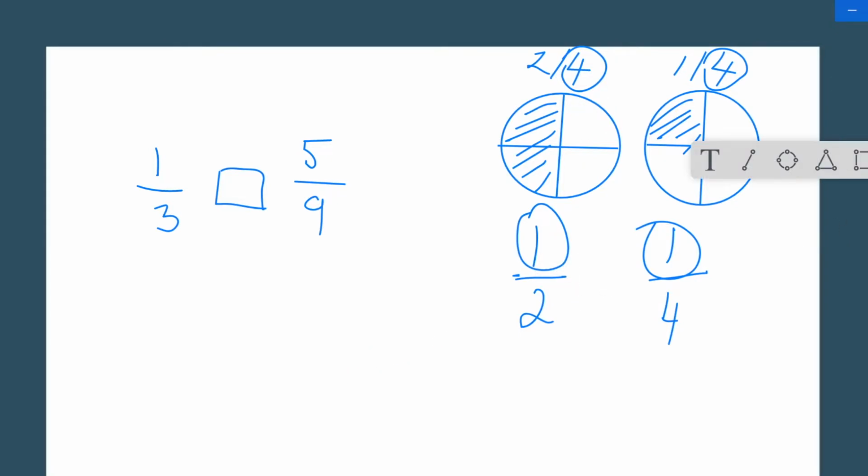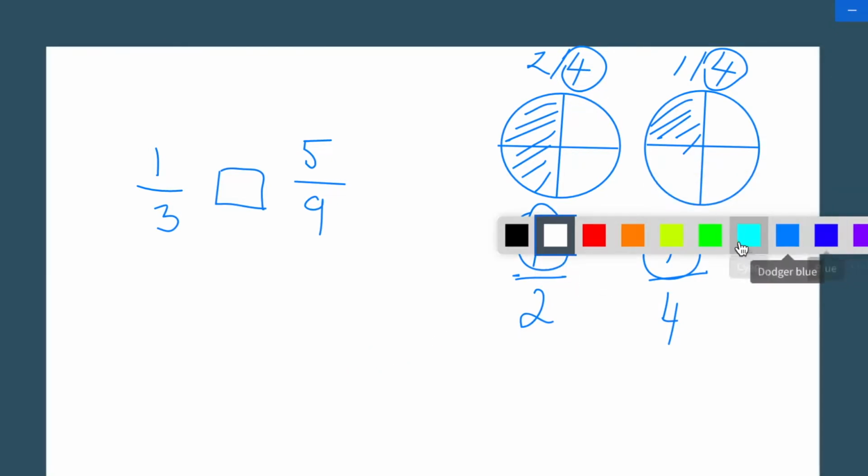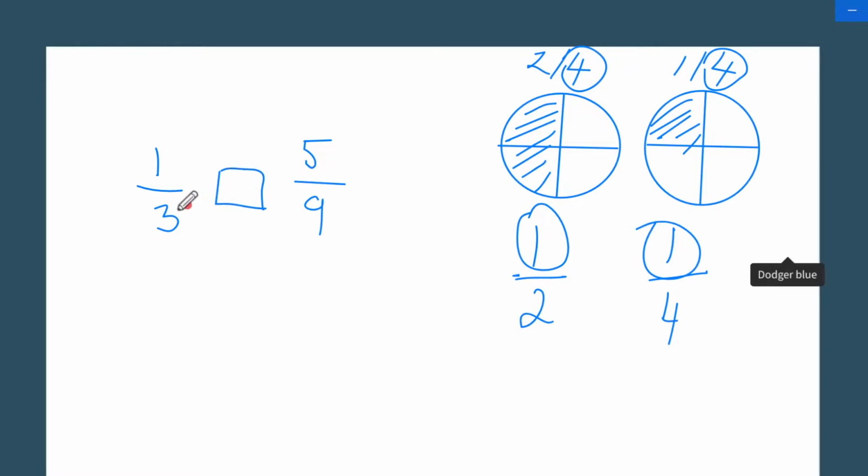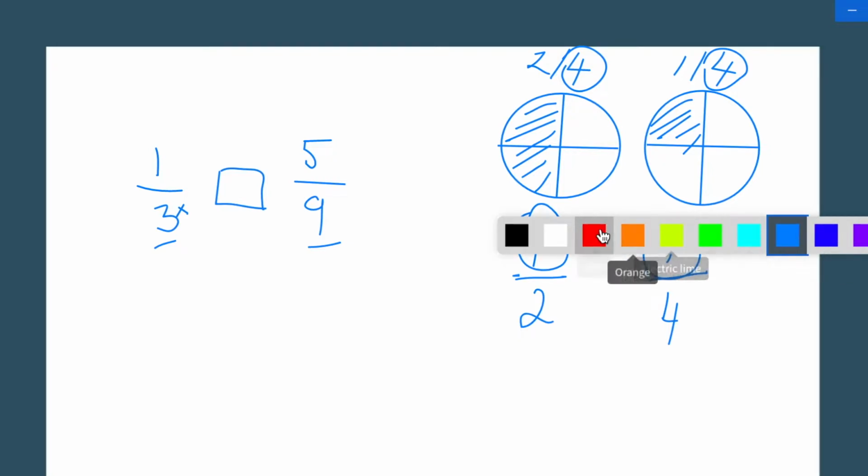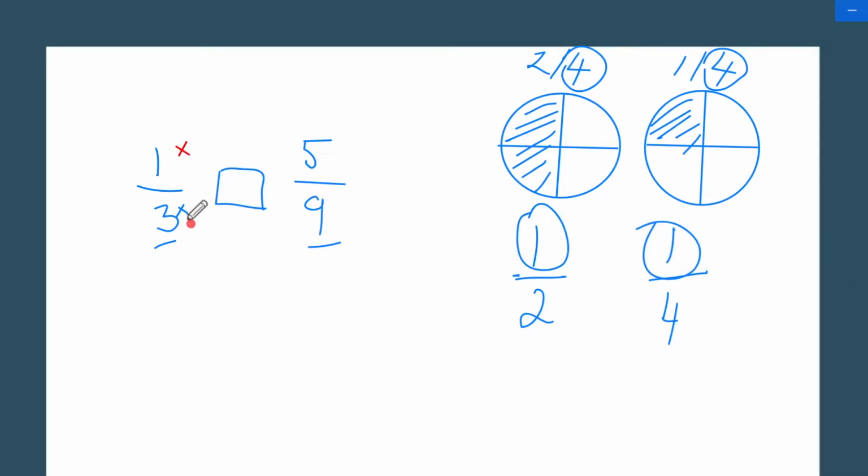Okay, and now let's continue. So how do we make these have the same denominator? Well, usually you need to find a common denominator, and there are several ways of doing that, but looking at these two numbers, we can see that 3 is a factor of 9, which means you can multiply 3 by something to get to 9.